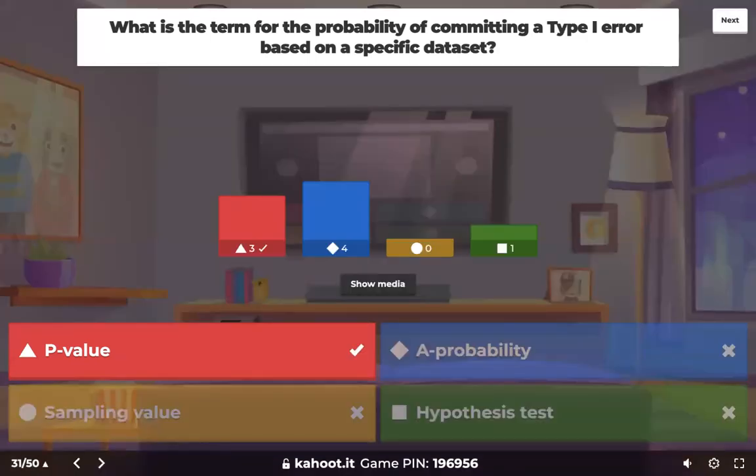All right, so looks like most of you didn't get it right. The answer was p-value, p-value.